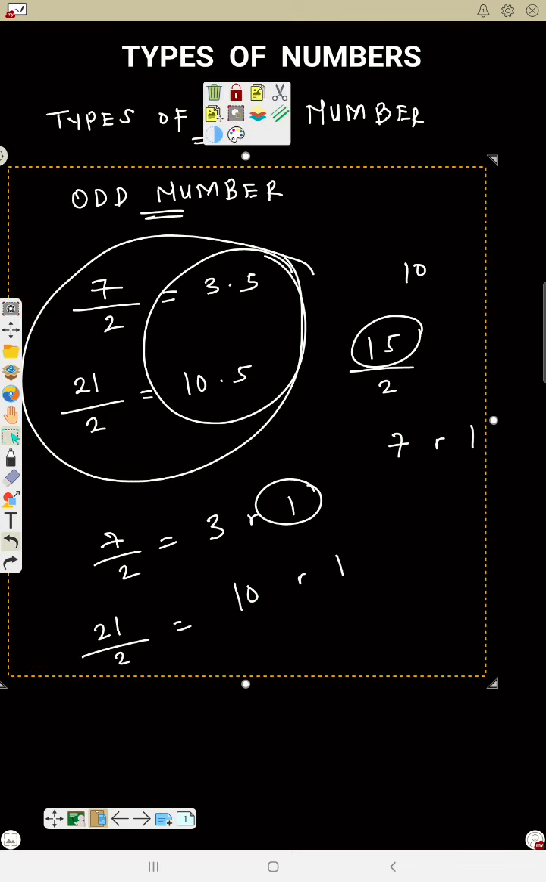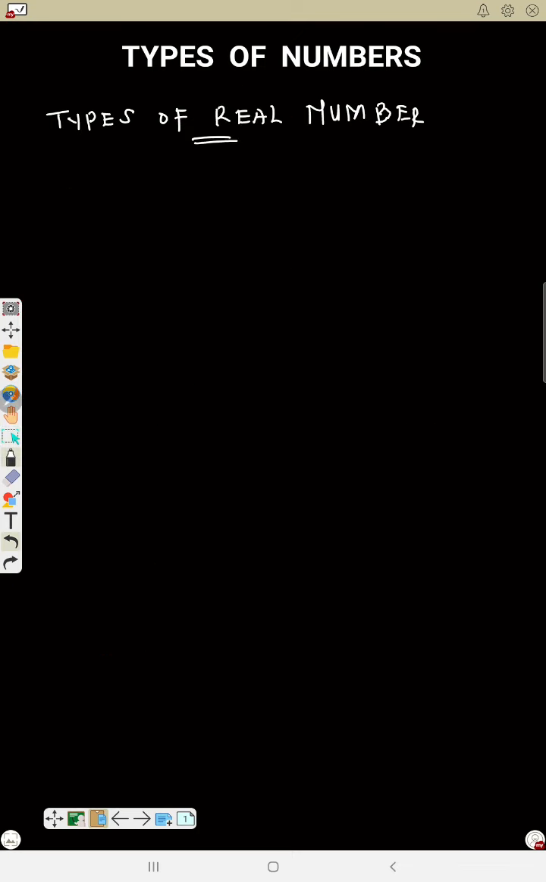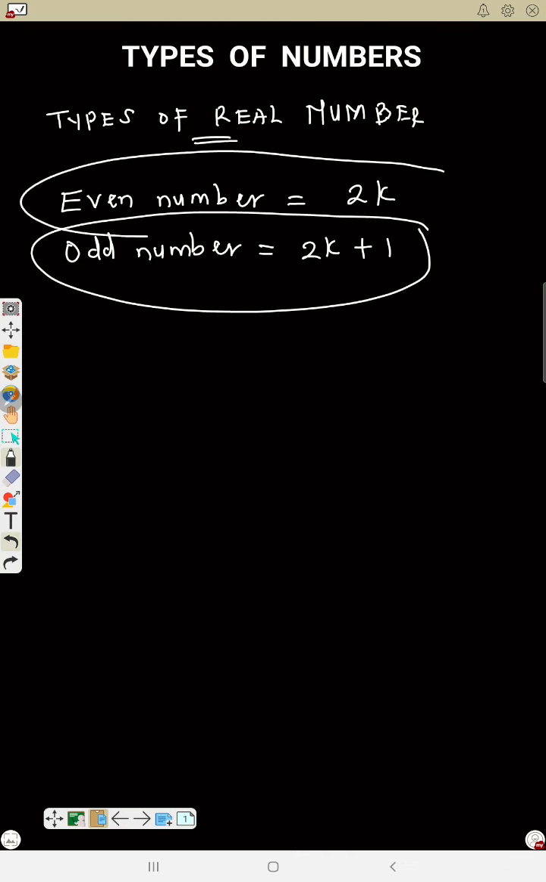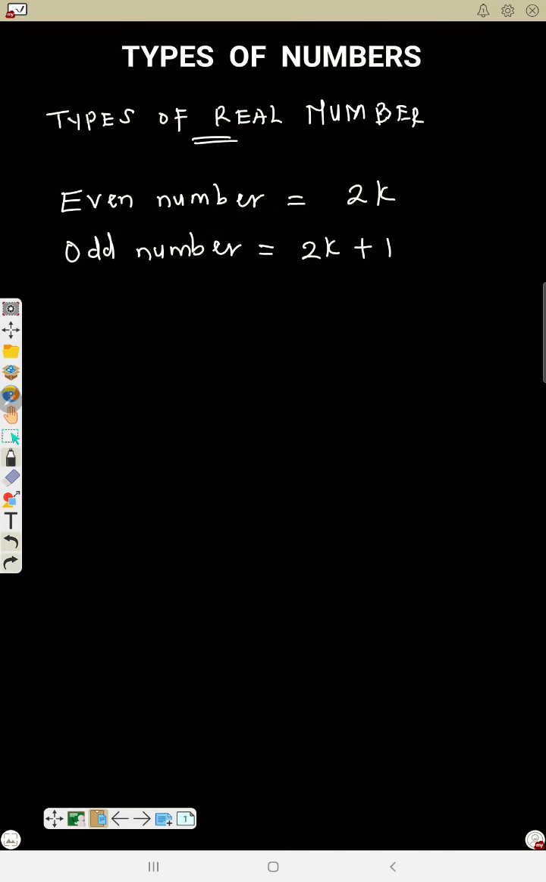Now, how can we represent odd numbers just like even numbers? I said even numbers can be 2k. Then odd numbers will be 2k plus 1. It will leave remainder 1. You see, all the examples I used, when I divide by 2, give us remainder 1. So this is how we represent odd numbers, and this is how we represent even numbers generally.